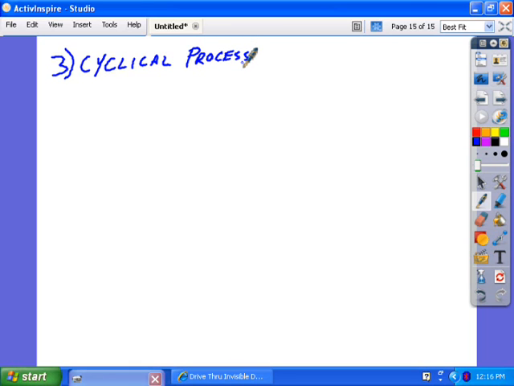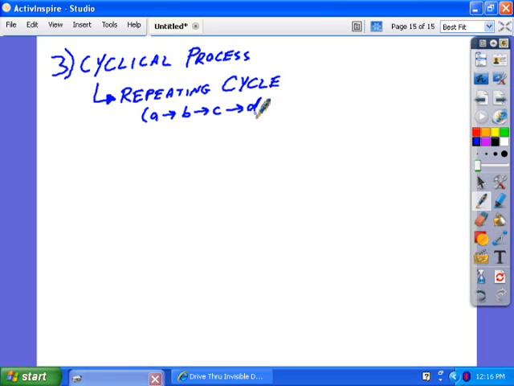Now in a cyclical process, that means that you have some type of a repeating cycle. So, you're going to go from A to B to C to D. There may be more points, there may be less points. But in general, I like drawing it as a situation like this.